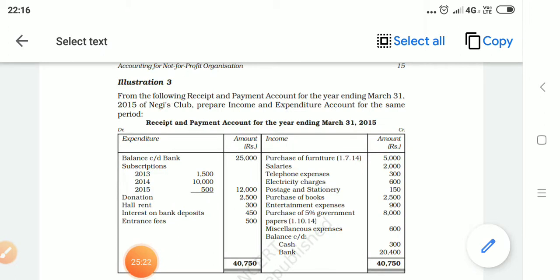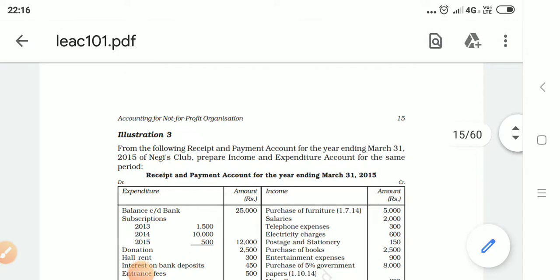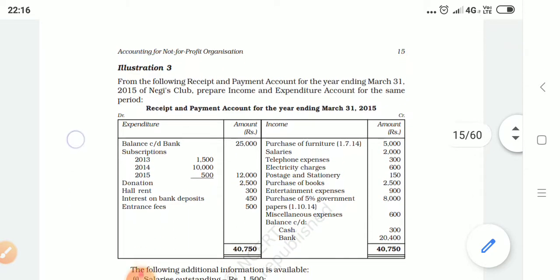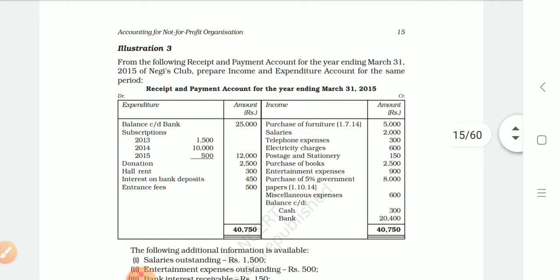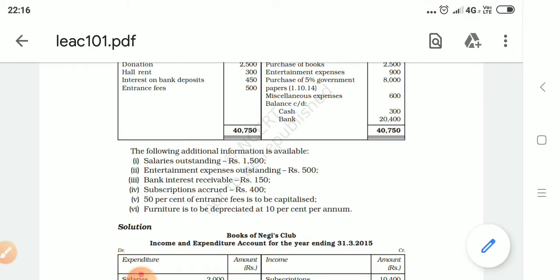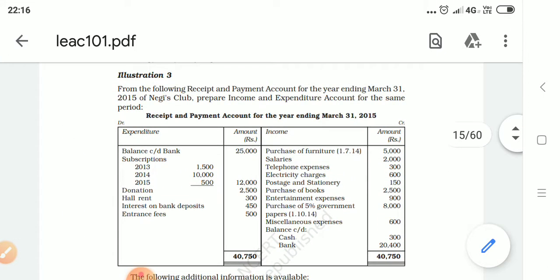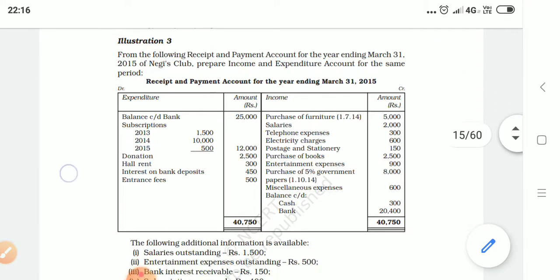Now we will see illustration 3, page number 15. From the following receipts and payment account for the year ending March 31, 2015 of Nagy's Club. So you have to write in the books of Nagy's Club for the year ending 31st March 2015. You have to write this heading. See, they have written it. And then you have to write income and expenditure account. Prepare income and expenditure account for the same.